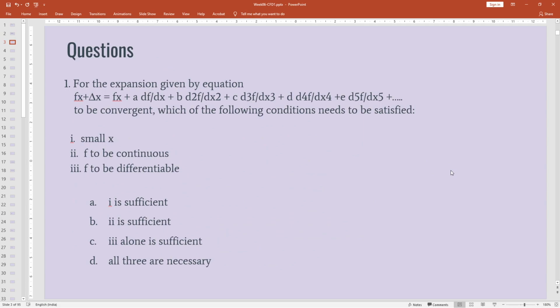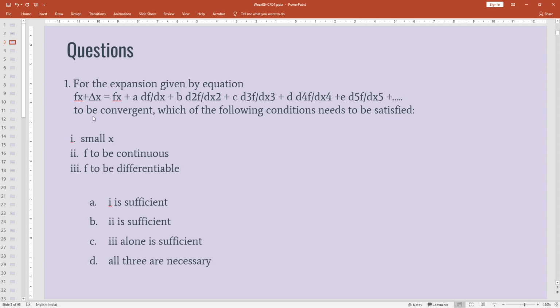So let's move on to the question. First question. For the expansion of the given equation, f of x plus delta x is equal to f of x plus a into d by dx of f plus b into d square by dx square of f plus c into d cube by dx cube of f plus d into d raised to 4 by dx raised to 4 of f plus e into d raised to 5 by dx raised to 5 of f plus etc., which is an expansion of function f when x tends to delta x.